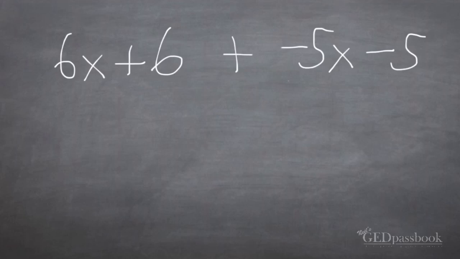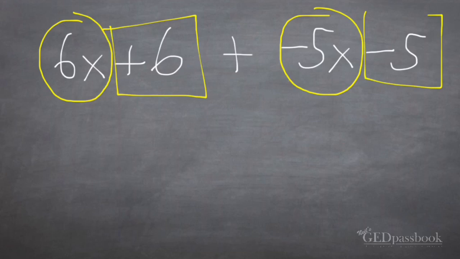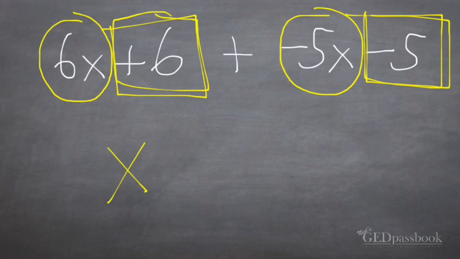But if you do, you use shapes to indicate the like terms that look the same, right? Then, oops, I already used a circle, so I'm going to use a square for the numbers. And you just combine them. What's 6x minus 5x? Well, that's just x, right? 1x. It's the same as saying just x. What's 6 minus 5? Well, that's just positive 1. And that's all you do.